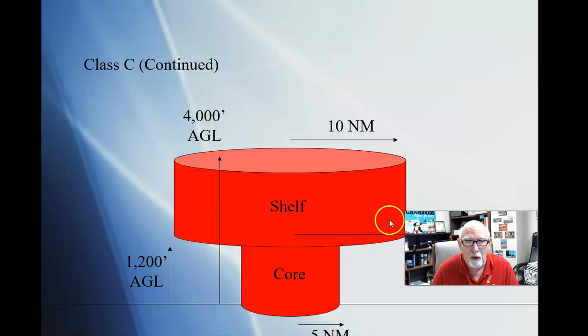So here's what they're talking about. From about the surface, if you will, up to about 1,200 AGL, you go out to about 5 nautical miles. So if you were 8 or 9 nautical miles out, below that 1,200 feet, you can fly underneath the Class C airspace. And again, when you get up to 1,200 feet, out to 10 nautical miles, between 1,200 and 4,000 feet. So the Class C airspace basically looks like what I call a mushroom. Okay, Class B is an upside-down cake, and Class C looks like a mushroom.